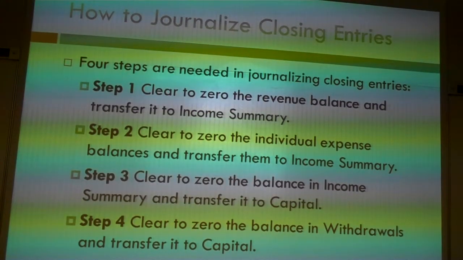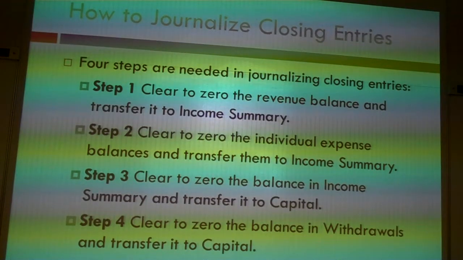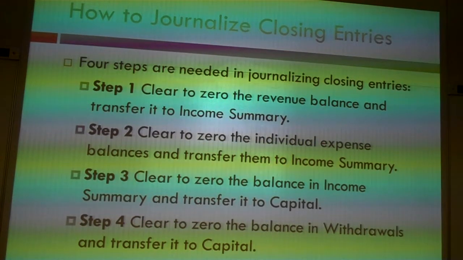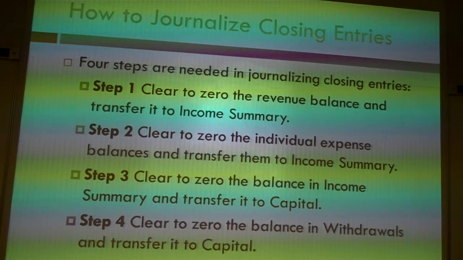There are 4 steps in making the closing entries. The first one is to close the revenue account. The second one is to close the expense accounts. Well, the third one is to close the new account we have, income summary, that we haven't really talked about yet. And the fourth one is to close the withdrawal account.